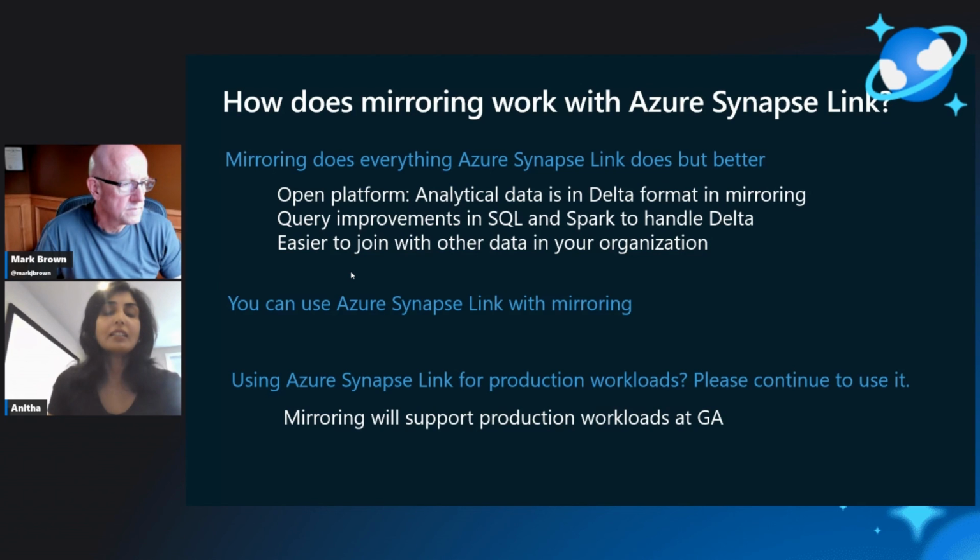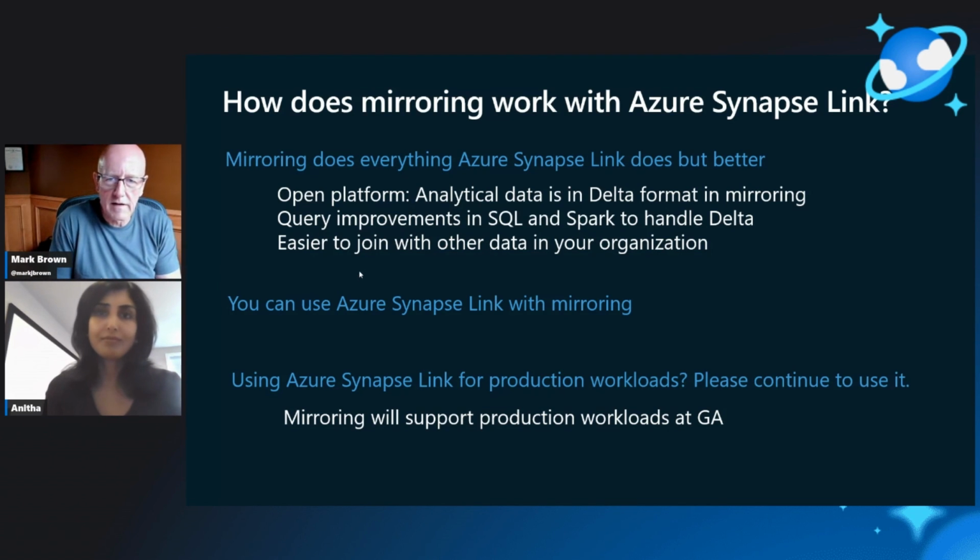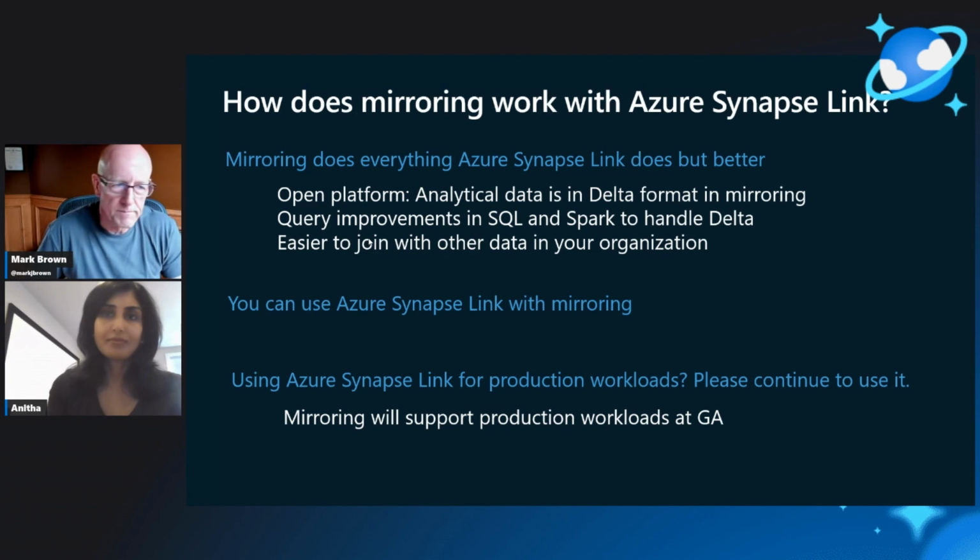And if they're using Synapse Link for production workloads, our guidance for now is that they can continue using it. They should definitely experiment with mirroring, because that's the future for analytics for Cosmos DB. Yep, absolutely. And lots of improvements, like you were saying. So definitely the future happening right there in front of you.